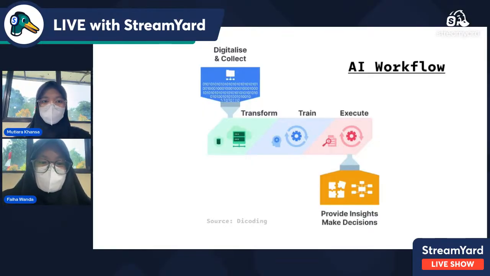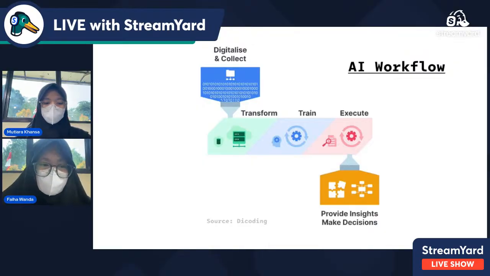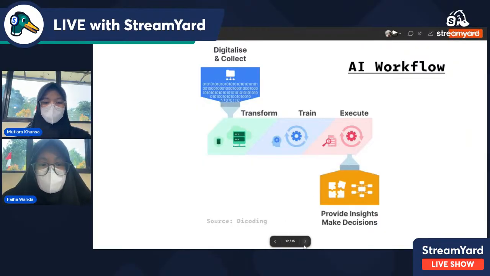And the second step is transform. Transform means preparing the data before the AI can learn from it. This process includes cleaning the data, changing it into the required format, and removing any unnecessary and incorrect data. We repeat this process until the data is ready to be used for training. Think of it like preparing ingredients before cooking. If the ingredients are clean and ready, the final result will be much better.